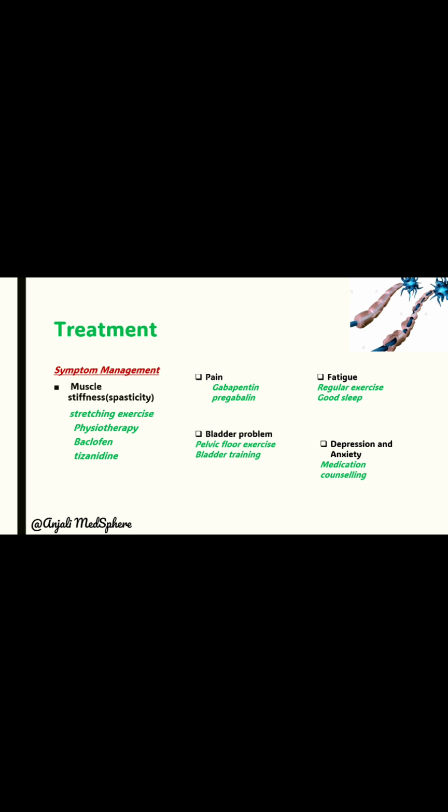Other symptomatic management includes muscle stiffness and spasticity management with stretching exercises and physiotherapy. In physiotherapy, there are stretching exercises, strengthening exercises, range of motion exercises, flexibility exercises, and the spasticity is reduced with baclofen. Tizanidine tablets can be given. Pain is managed with gabapentin or pregabalin. Bladder problems are dealt with pelvic floor exercises. Pelvic floor exercises can be taught to the patient, how it should be done and how many times it should be done. Bladder training steps can be shared.